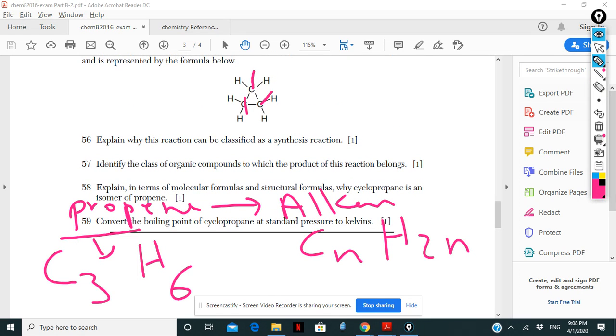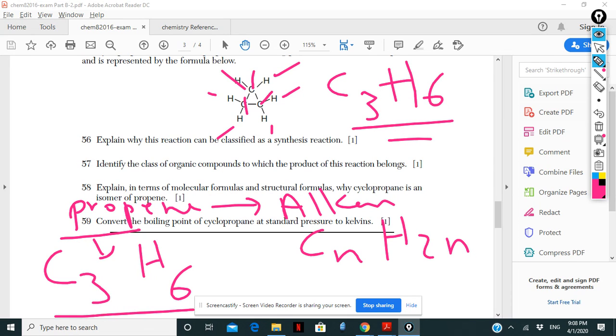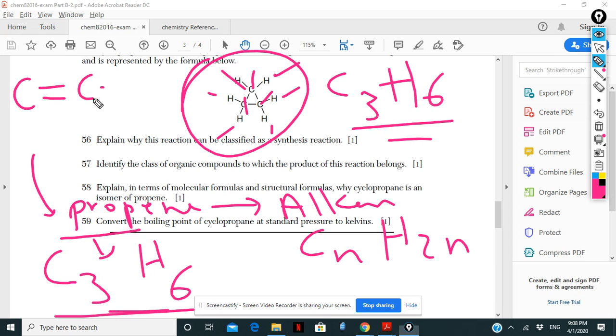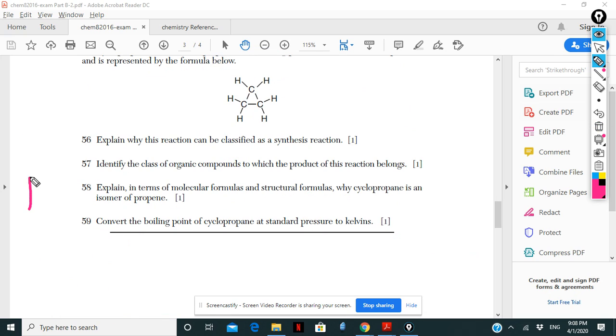cyclopropane, count with me 1, 2, 3. So C3H6. So both have the same molecular formula, but they have different structures, because as you see, this one is a cycle, and if we try to draw this one, it's C, double bond C, C, here is H3, here is H, here is H2. So they have the same molecular formula, but they have different structural formulas.